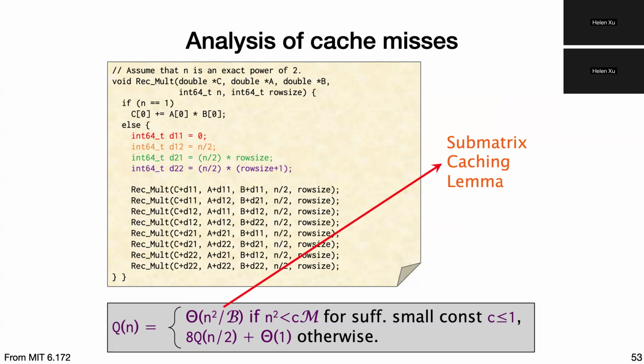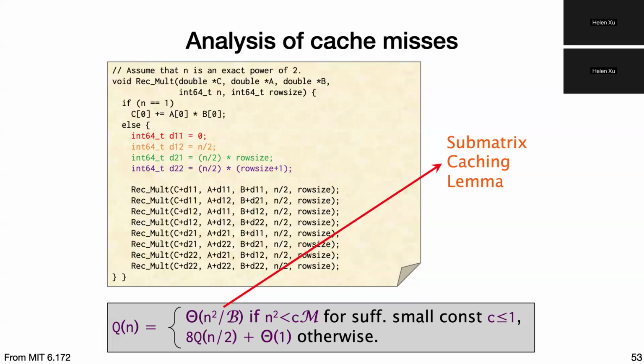The base case is the third case that we were analyzing before, which is when all the matrices can fit into the cache. And that is theta n squared over b, if n squared, which is the matrix size, is less than some constant c of m. So this case is just saying, at some point in the recursion, all the matrices will become small enough to start fitting in the cache. And at that point, we will incur no further cache misses to do the submatrix multiplications.